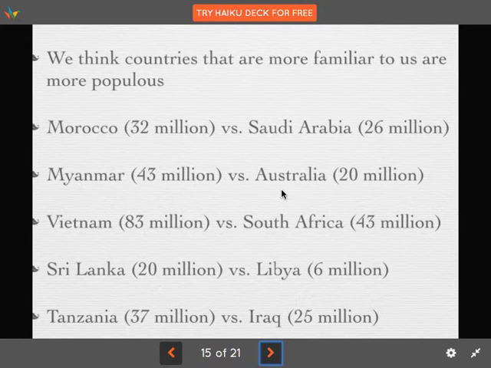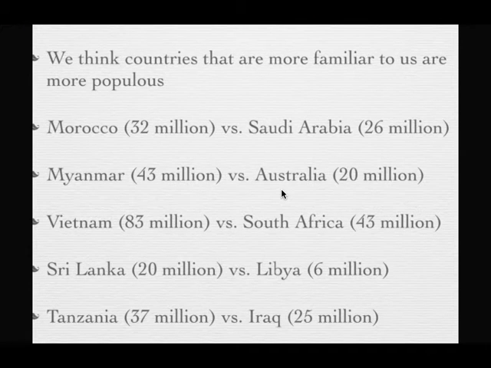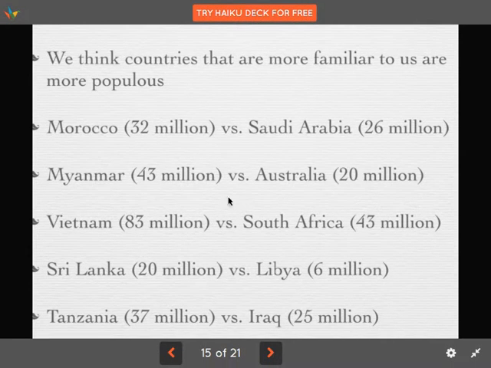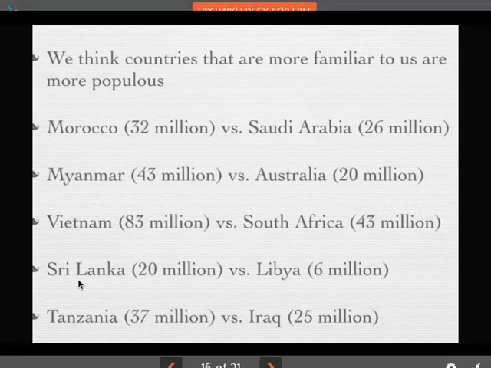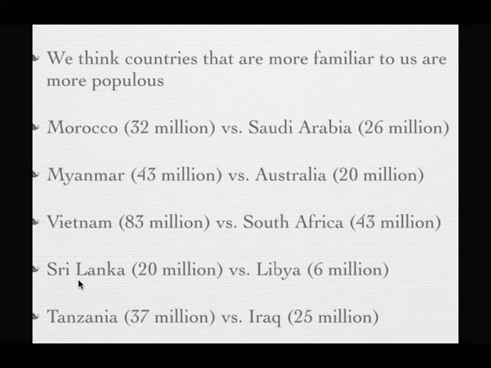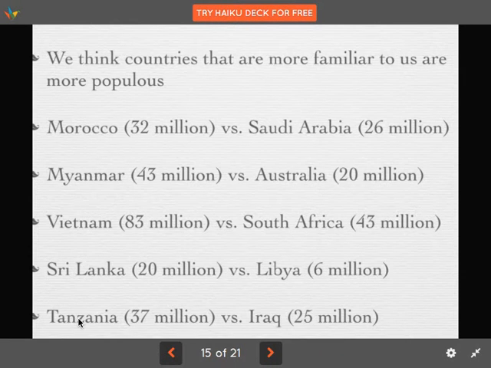And then here it is. Morocco has way more people than Saudi Arabia. Myanmar, which used to be called Burma in Southeast Asia, has more than double the people of Australia, which is very surprising. That's near Laos and Cambodia and the Southeast Asian countries. Vietnam has double the people of South Africa. Sri Lanka, which is just a tiny island off the coast of India, has way more people than Libya, which is in northern Africa. And Tanzania has way more people than Iraq. I think we missed that example. But you get the idea.